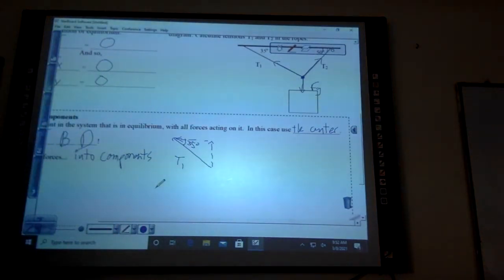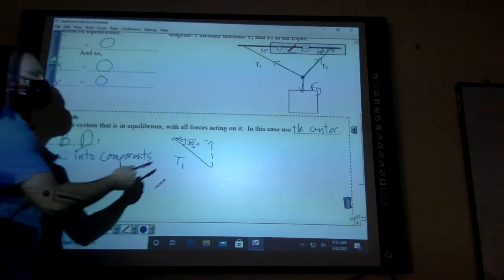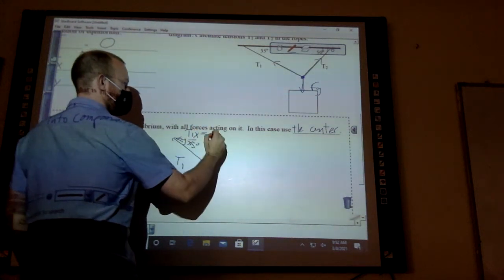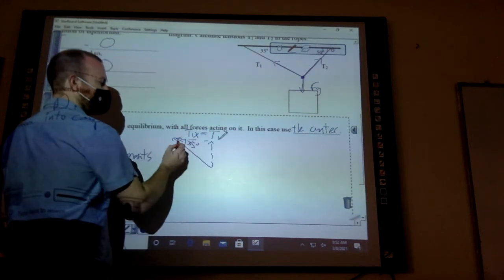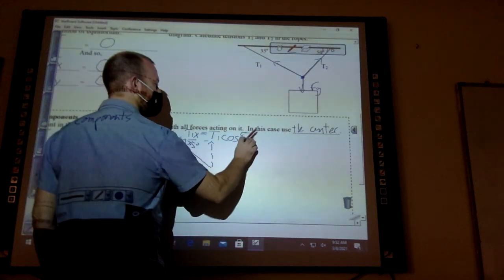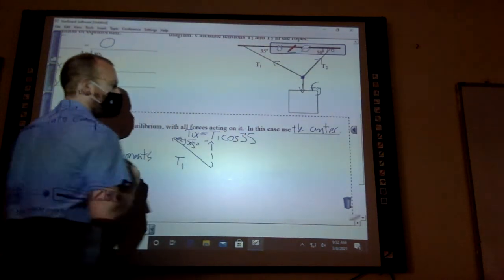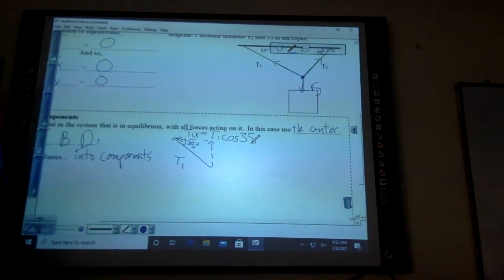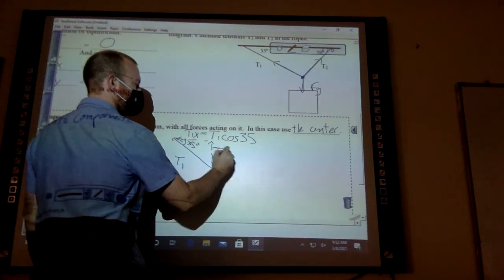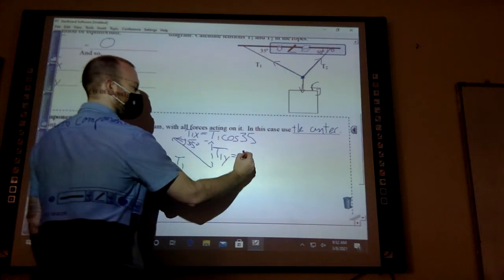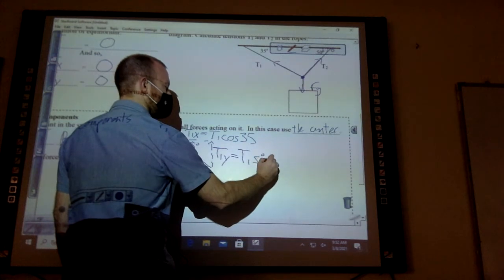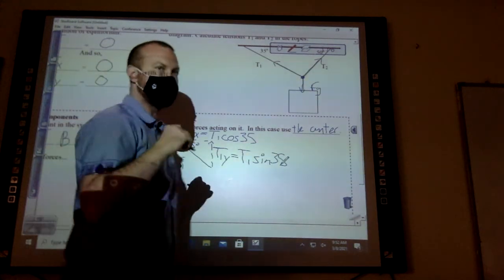And then I can get what these are. Although, since I don't know T1, I'm just going to write T1x is going to equal T1, the hypotenuse, times, I'm adjacent to the 35, so this is going to be cos 35. And that's all I can do. I don't know what T1 is. So I leave it as this. T1y is this component. So again, I don't know the hypotenuse, so I'll just write it as T1. And this time it's sine 35, because it's the opposite side of 35.